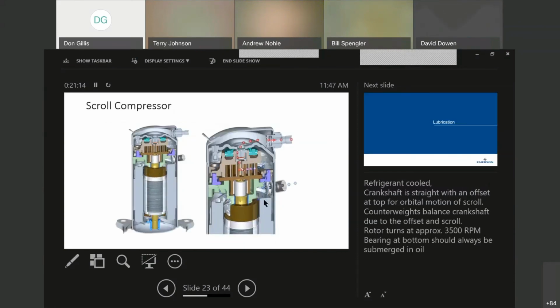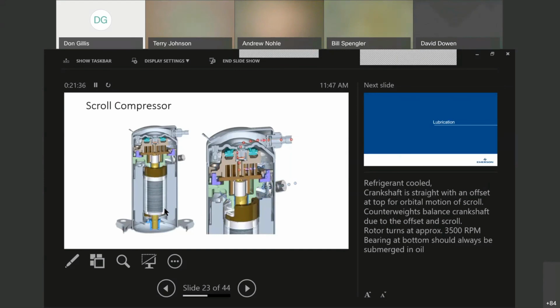This is just showing you the scroll. I'm going to use the left here first, okay? You can see the rotor turning around. The crankshaft is straight with an offset at the top of the orbiting motion of the scroll.